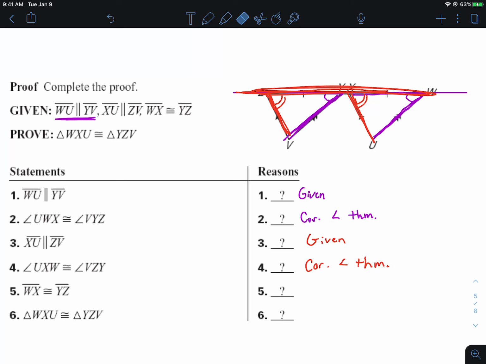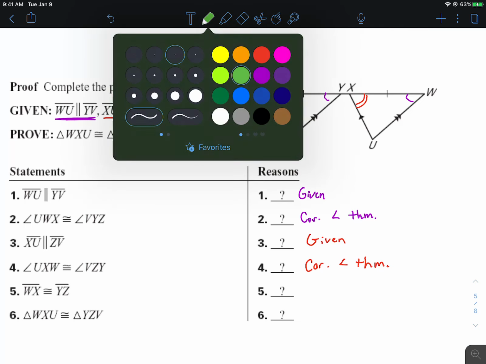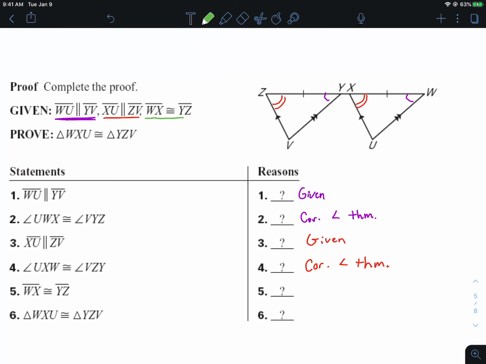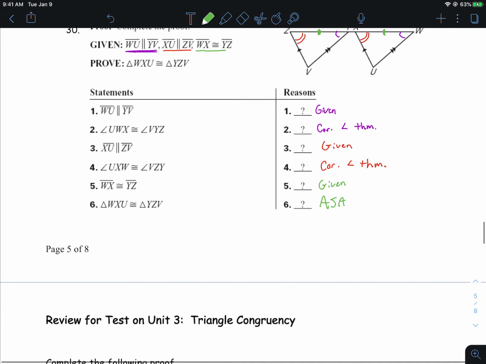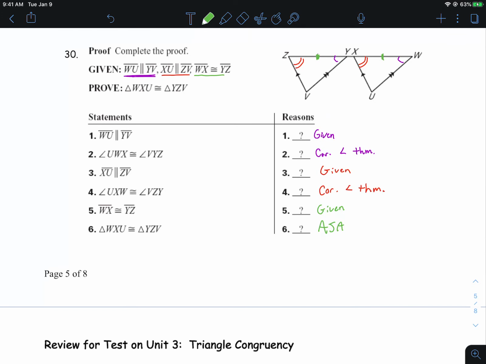Okay. And then here, I'm going to kind of clean this up here. The final thing that they told us was that you have WX is actually congruent to YZ, and that's marked right there. So that was given as well. And based off of my markings, I can say by angle side angle that the two triangles are congruent. And that'll be it. And we did that same exact one in the lesson, in the notes.